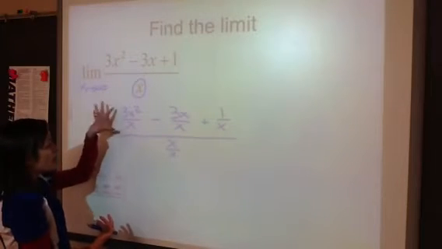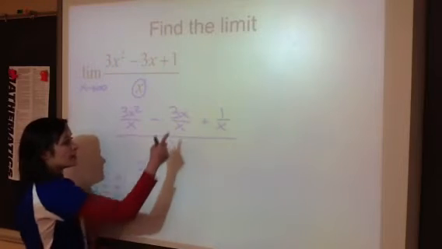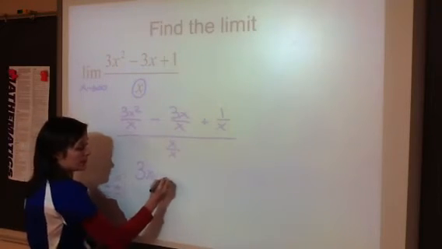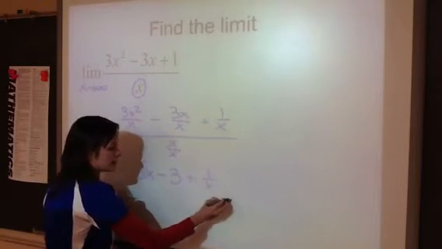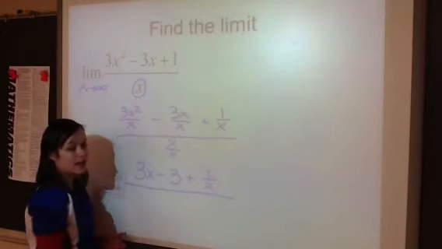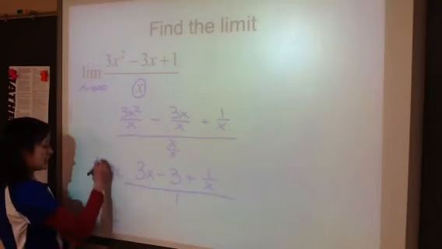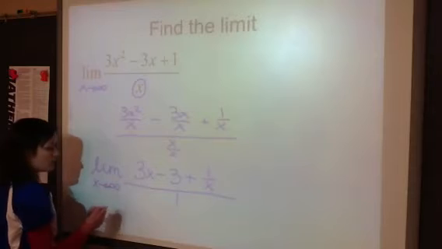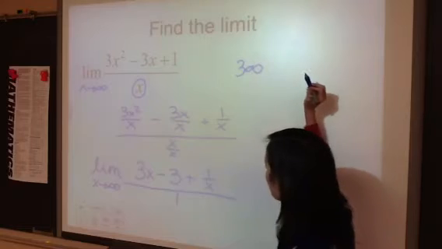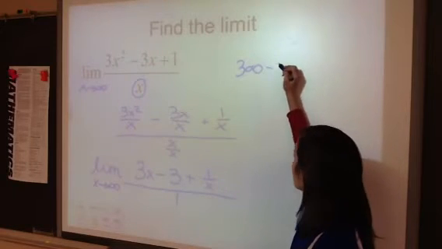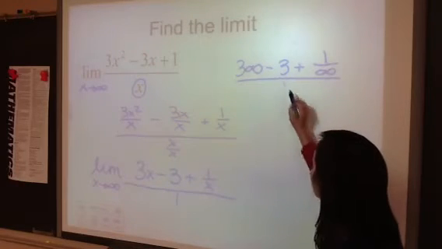So I'm going to simplify. This 3x squared over x becomes 3x. This 3x over x simplifies to 3. The 1 over x stays 1 over x. On bottom, we have x divided by x, which is 1. So now we are going to put in infinity and see what we get. If we put infinity in there, we have 3 times infinity minus 3 plus 1 over infinity, all of it divided by 1.